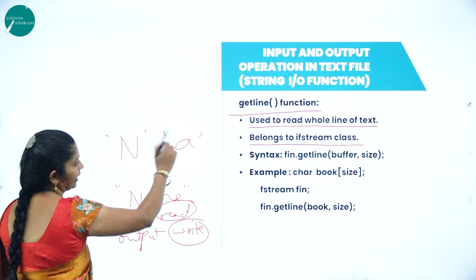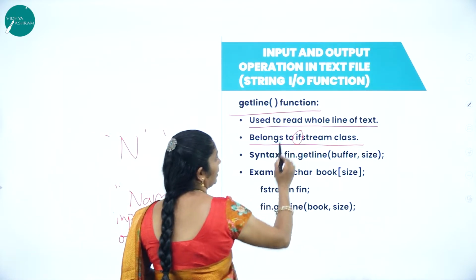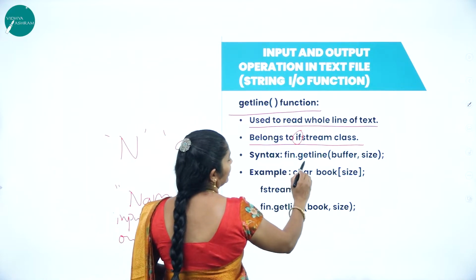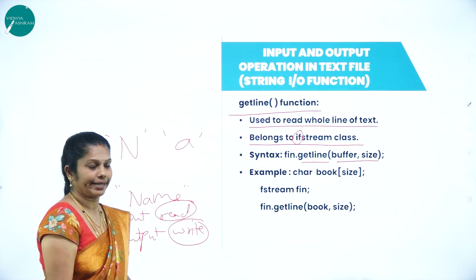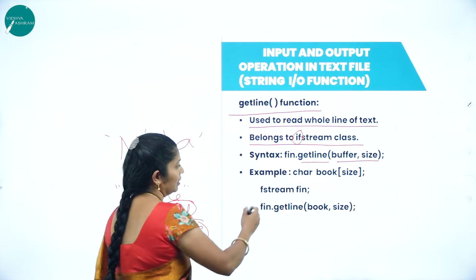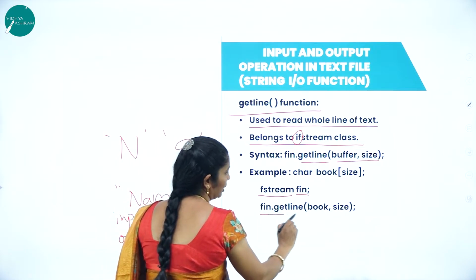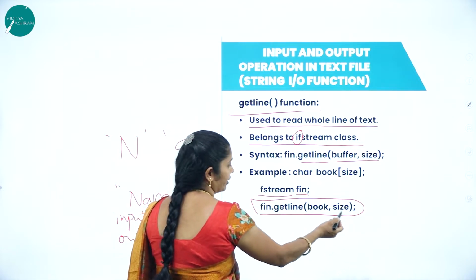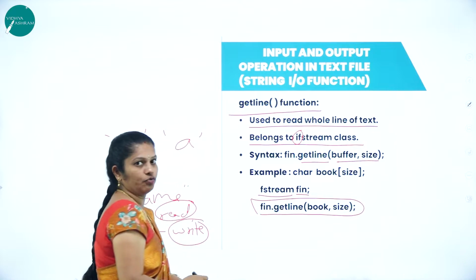If you observe the get function, I told you input means ifstream, it belongs here. The syntax for that: fin.getline(buffer, size). This is the syntax to represent the getline function. For example, char book[size], here we give the size. Then fstream, fin.getline. Here, how much size you want, you can declare, and book is the string name. Then we are using the getline function.